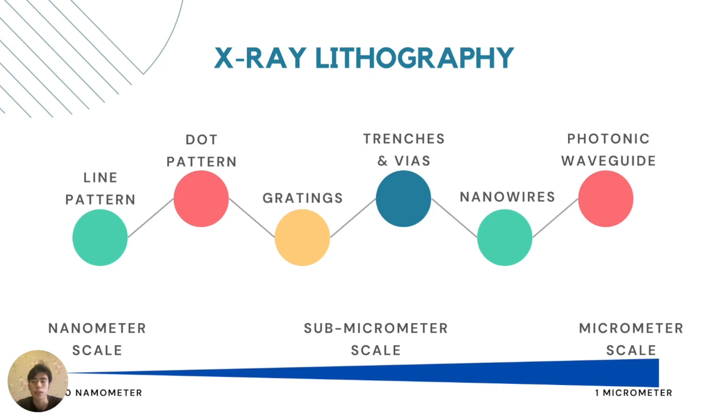This technique can be used to create various patterns, for example, line pattern, dot pattern, grating, and nanowire. Moreover, the size of the product can be varied between nanoscales and micrometer scales. The smallest possible product can be up to 20 nanometers, and the largest can be 1 micrometer.